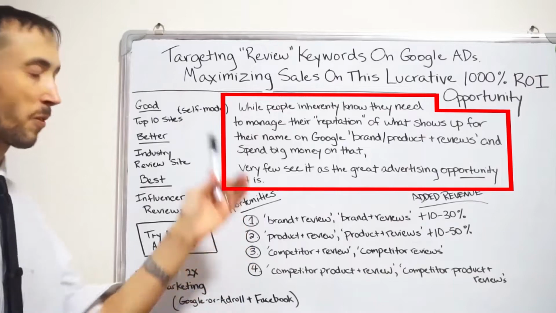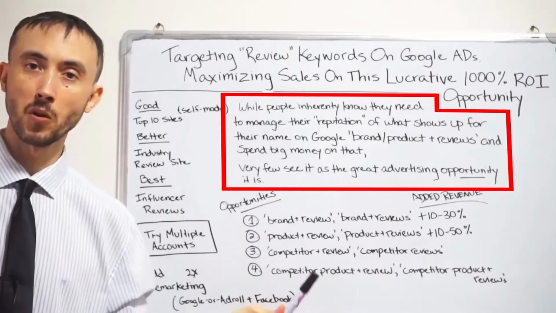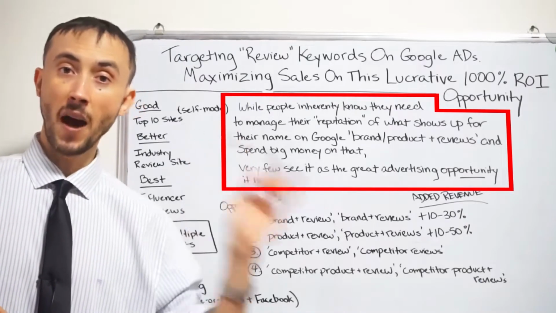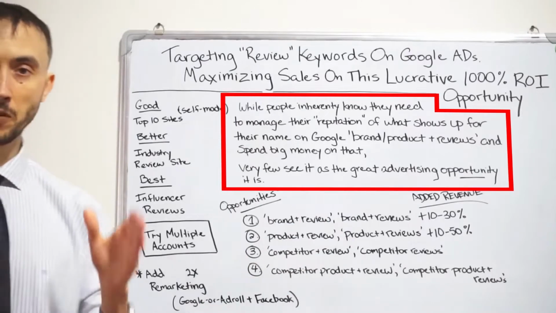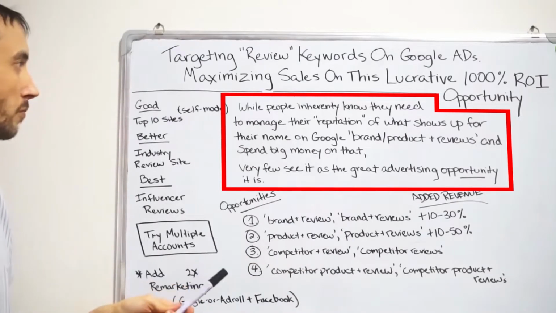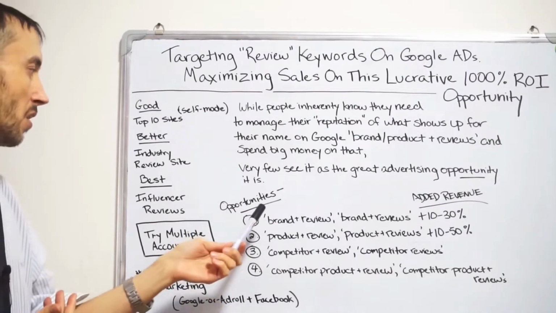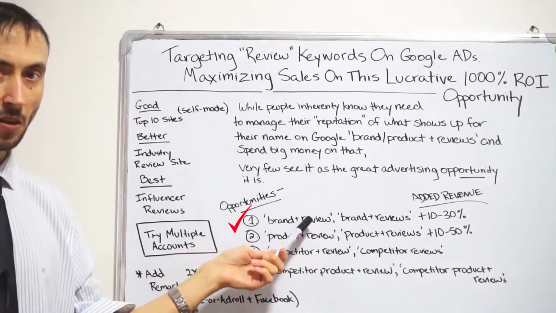So I'm going to go through the different options that you could use to capitalize on this opportunity, the variables, how to execute on it, and how to actually get the maximum amount of money from this possible in your market and for your specific company. So anyway, the first of 4 different opportunities: somebody types in your brand name plus review.